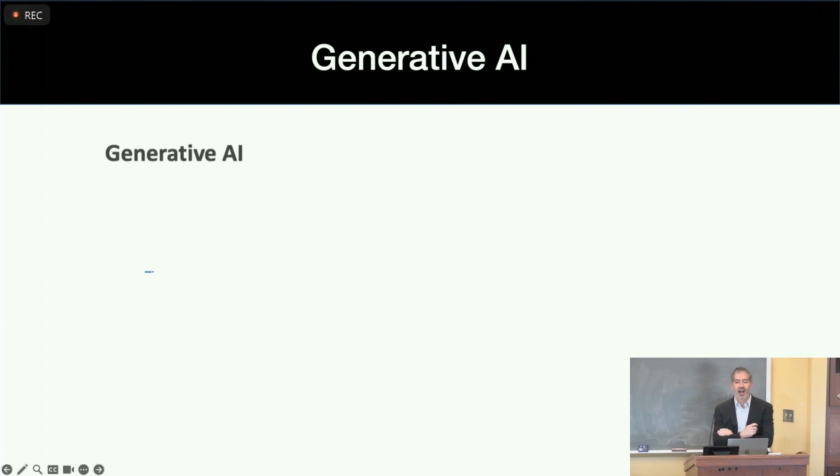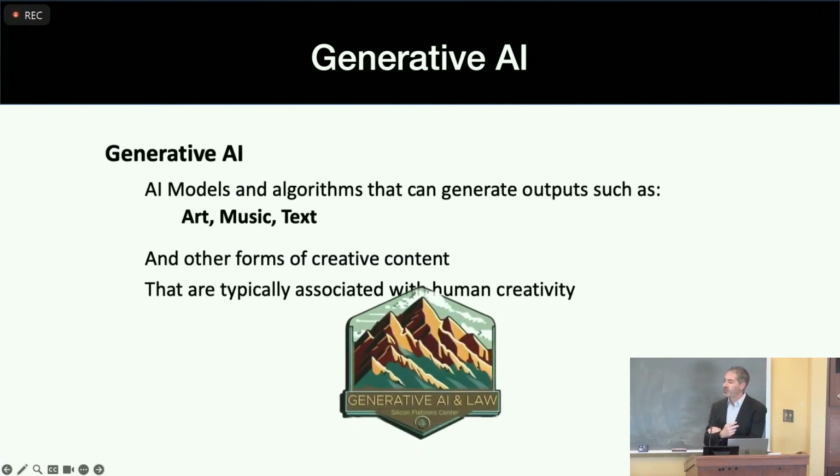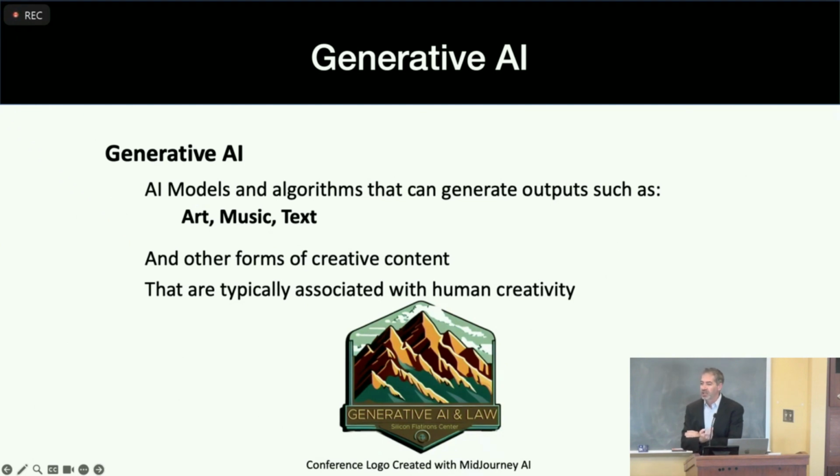Generative AI is a specific set of artificial intelligence that is focused on creating creative outputs that are generally associated with humans. So these are things like art, music, text. For instance, I used AI to create the logo for our conference. I could never have drawn that myself.